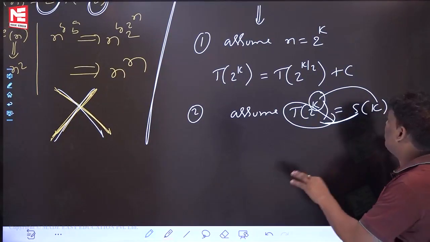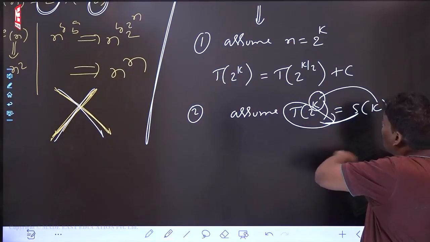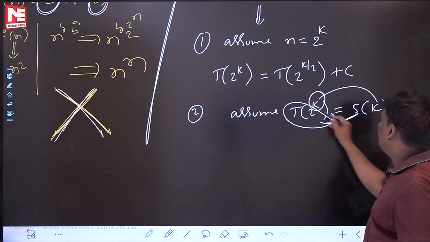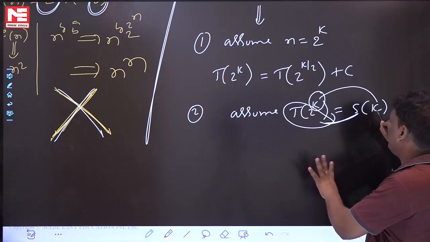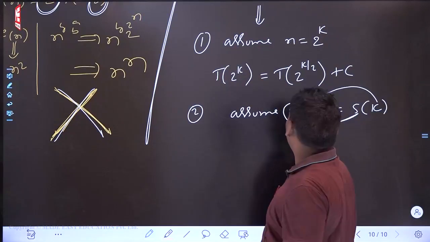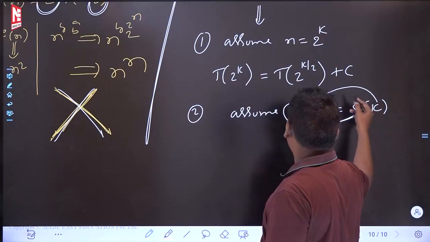You can map whatever way you want, because you are doing exactly the reverse. Whatever power is there, keep it here. Remaining T of 2, yes. This is the way I am mapping. If you are okay with that, let's start. Assume T of 2 power k is equal to S of k, right?